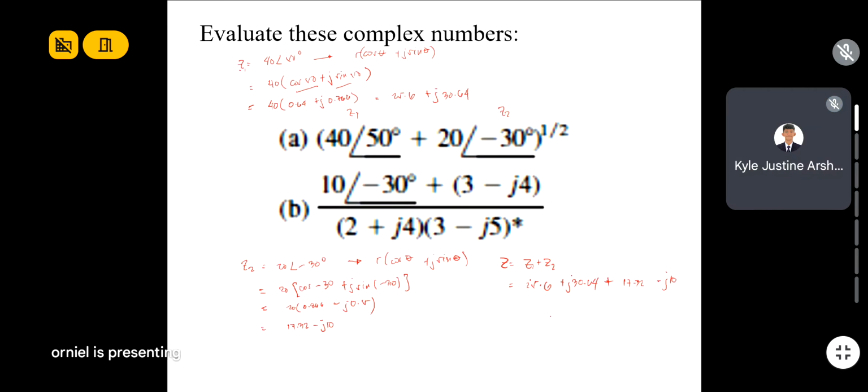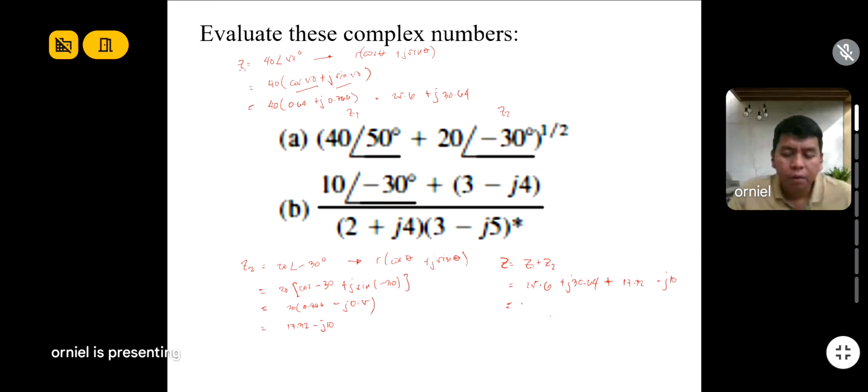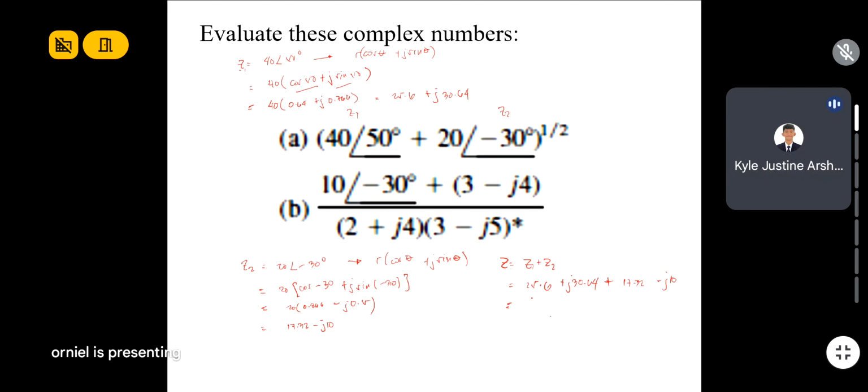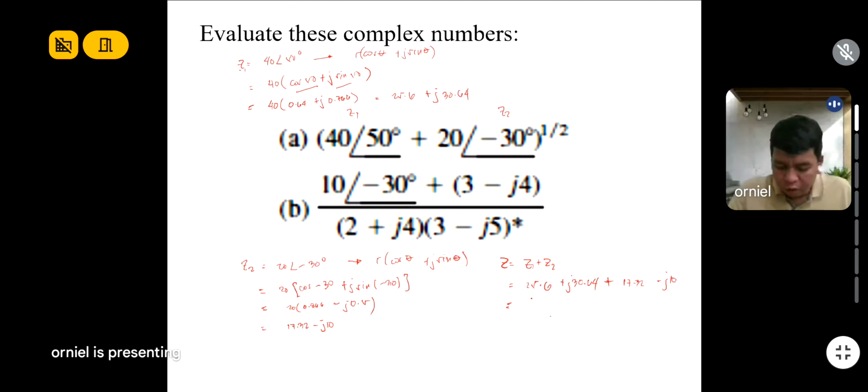42.92, sir. Okay, 42.92. And what is the total for j? Plus j20.64. Okay. Are we done? Not yet.